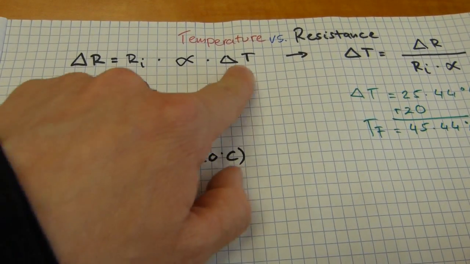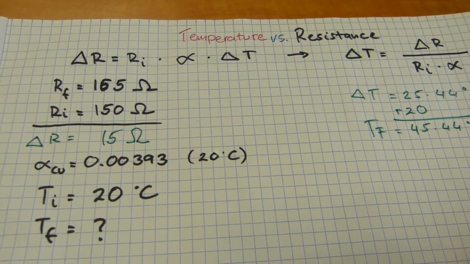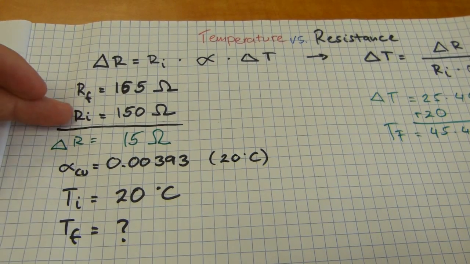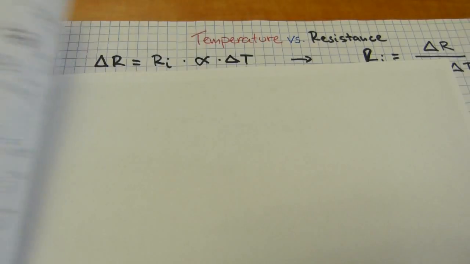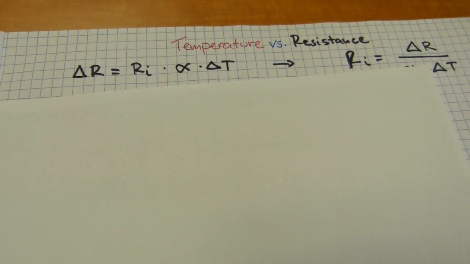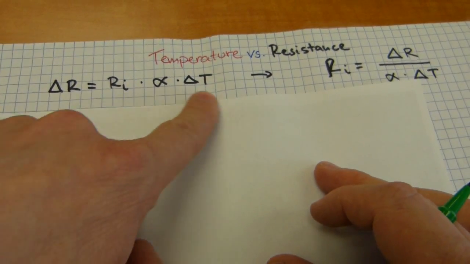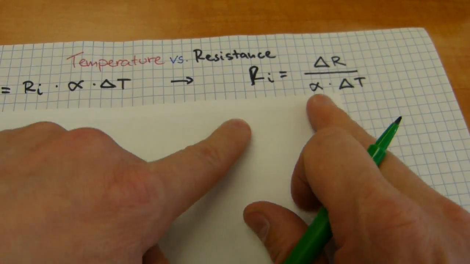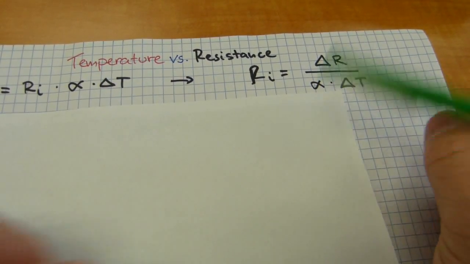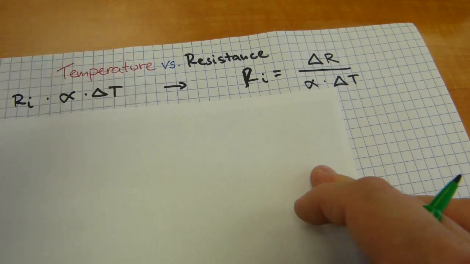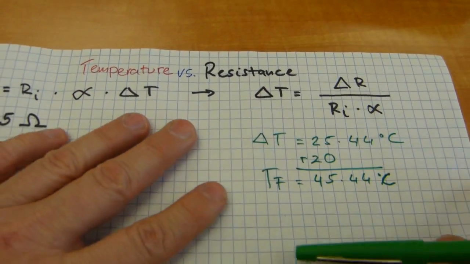Last version on this one. What if we need to calculate out of this basic equation, say this one, the initial resistance of something? That's another transposing of an equation. So this again is the original equation, and this is how it looks like when you want to calculate the initial resistance. It's not much different from the previous version.